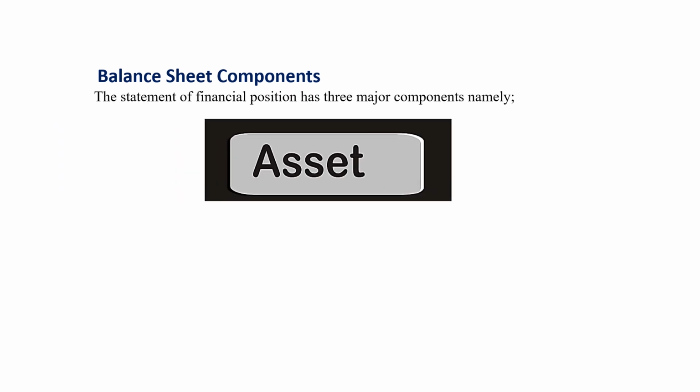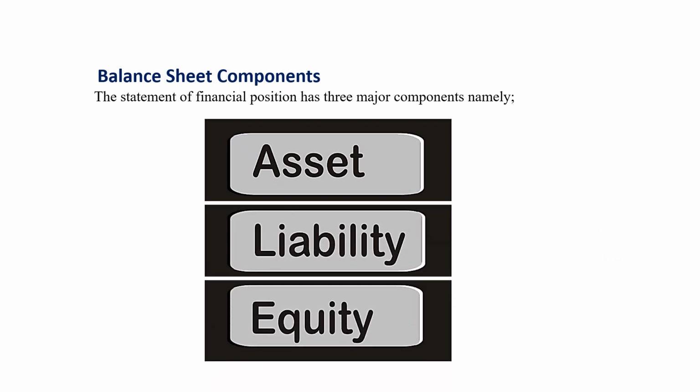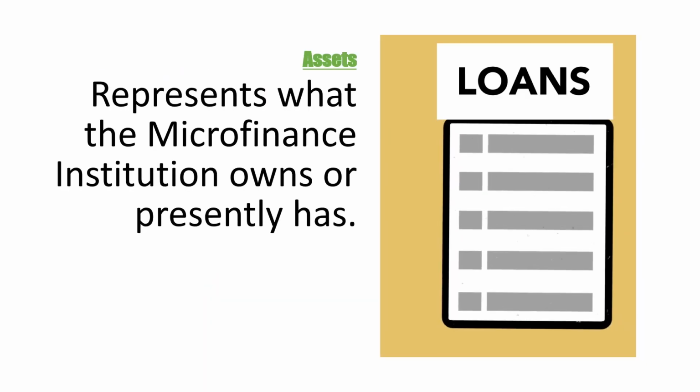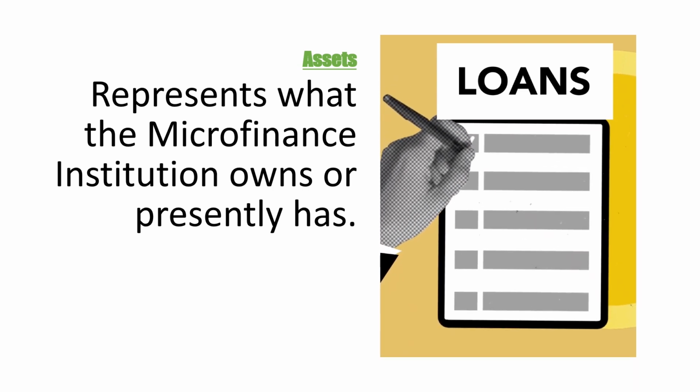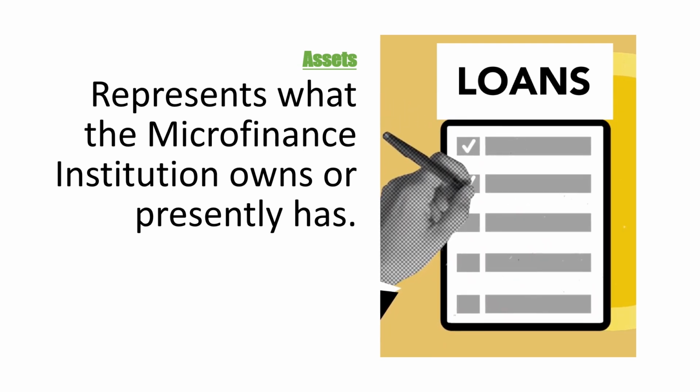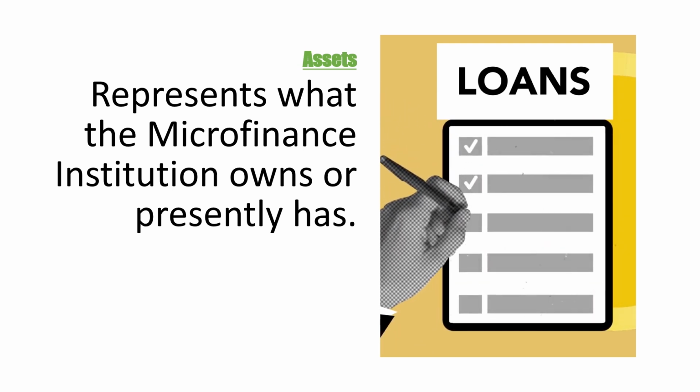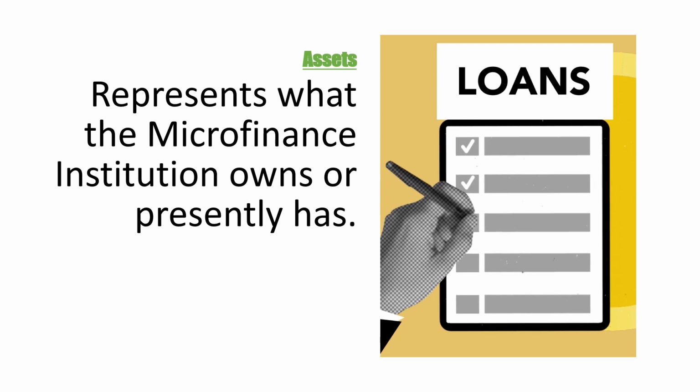Components of the statement of financial position. Balance sheet. The statement of financial position has 3 major components, namely, assets, liability, equity. Assets. This represents what the microfinance institution owns or presently has. Most organizations seek funds externally or borrow money from other sources in order to build their asset base. These borrowed funds are invested into the MFI's activities.